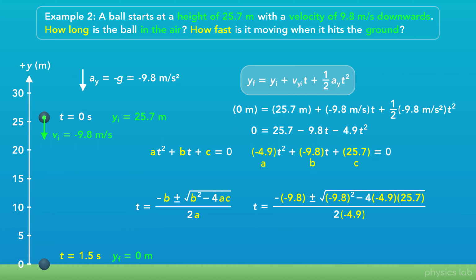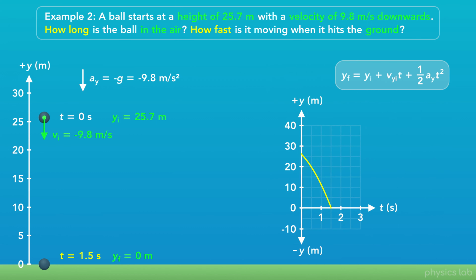Now we can plug those values into the quadratic formula to solve for t. Remember, a is just a coefficient, the value being multiplied by t squared. It's not the acceleration. When we calculate this using the plus sign and the minus sign, we get two answers for t. So t equals negative 3.5 seconds, or positive 1.5 seconds. But how can we have two answers for the time when the ball hits the ground? And why is one negative?